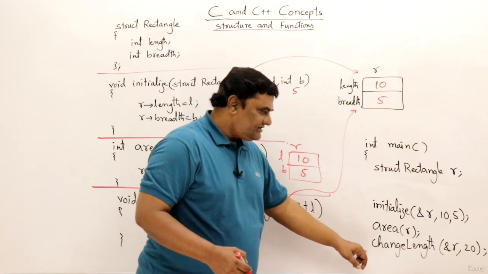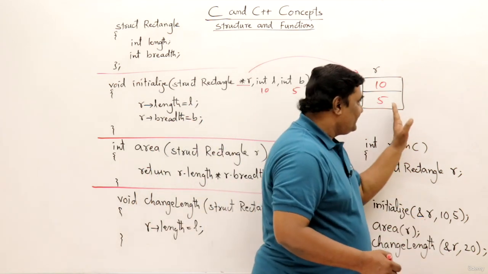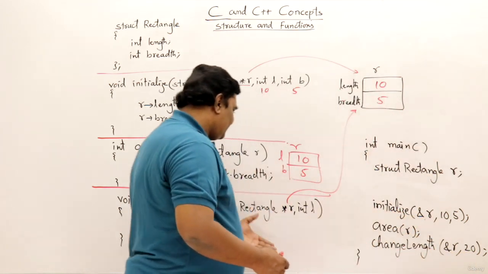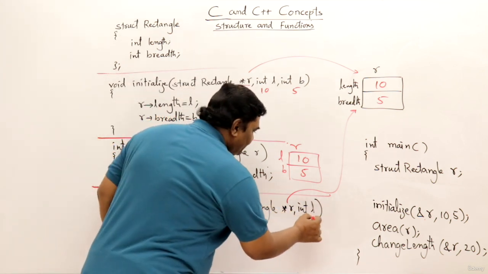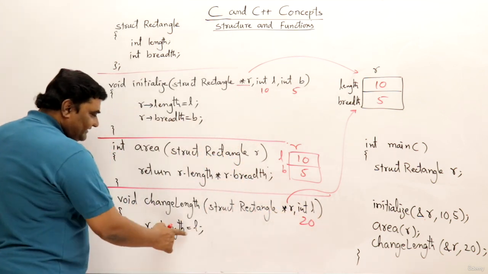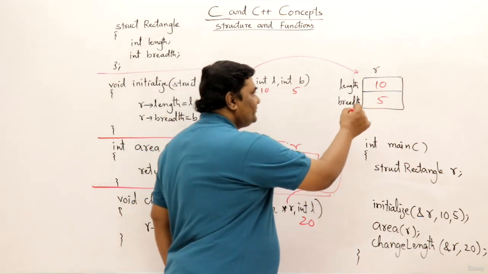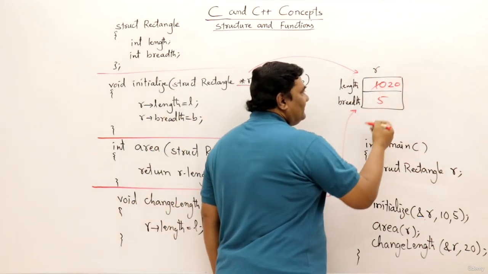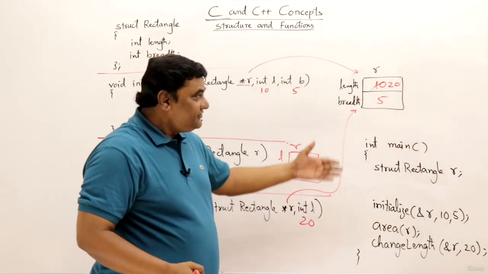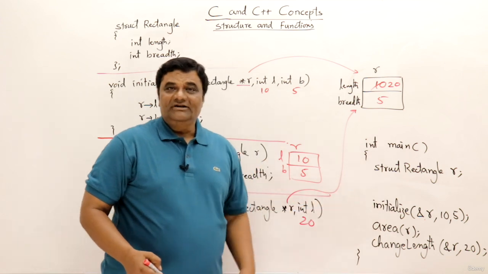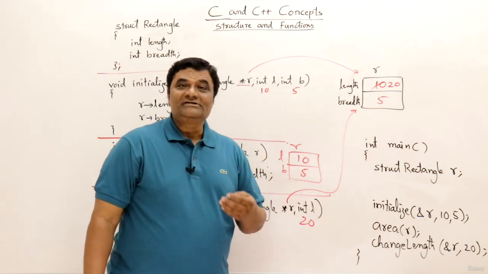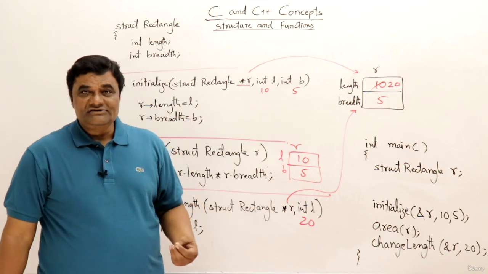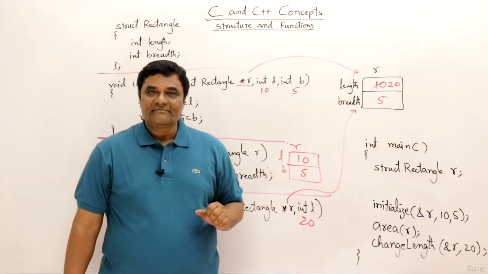Then third, change length. I want to change the length of this rectangle to 20. So send the address, and also a new length, that is 20. Then R's length is assigned 20. So this will change to 20. This will become 20, and the actual value is changed. The actual parameter is changed. So that's all. I have just demonstrated how we can write functions upon a structure.